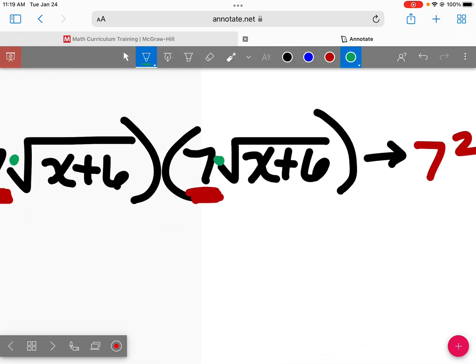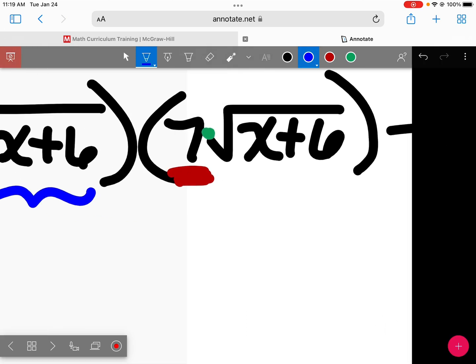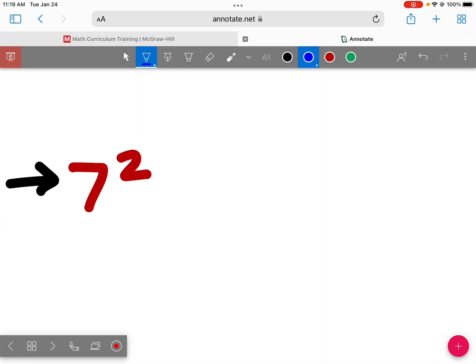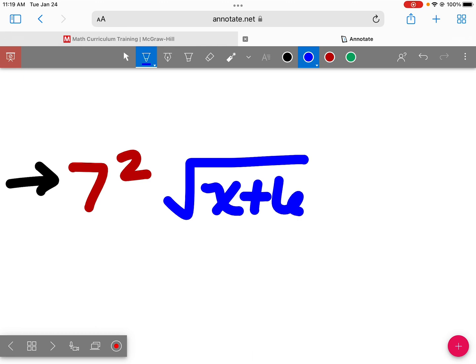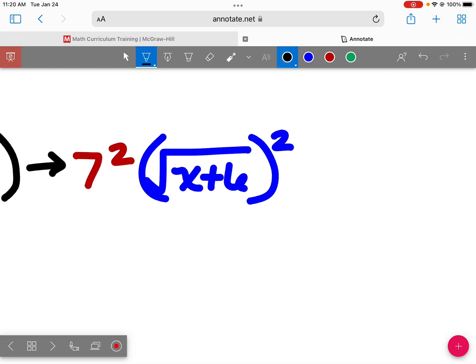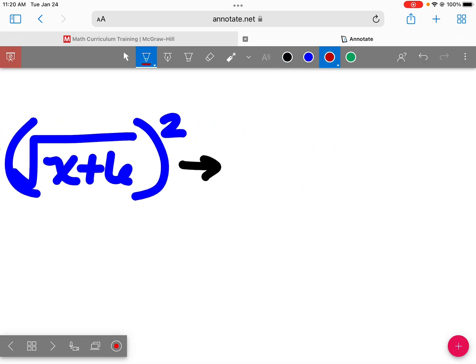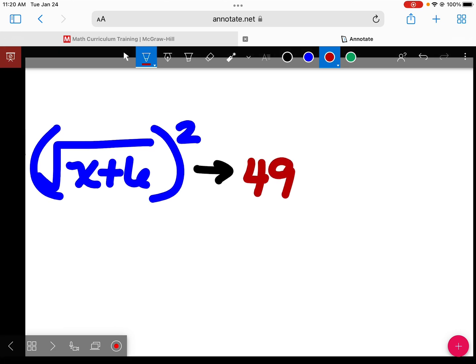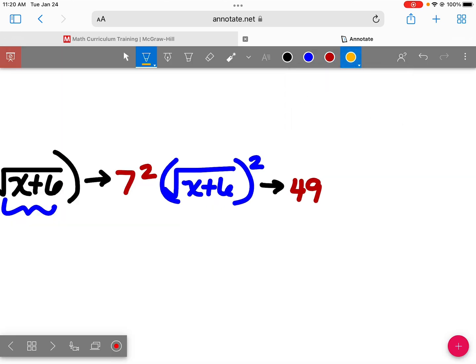Do my radicals have the same index? Yes. Then I take these pieces and multiply them. So the square root of x plus 6 is getting multiplied by itself. I heard already that 7 squared would give me 49. And then I'm looking at this thing right here. How will the square root of x plus 6 squared simplify? How will this part with the yellow box around it simplify?